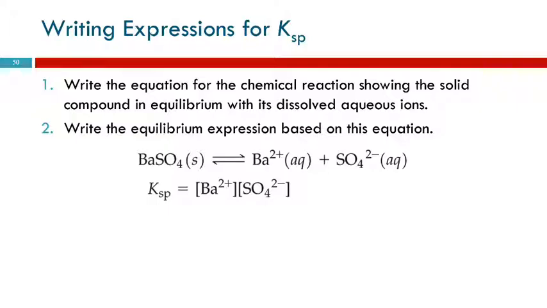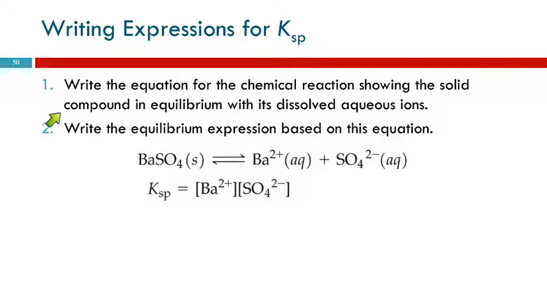In the previous examples, we had chemical reactions and the equation was given to you because really there's no other way for you to know what it is. Here the equation will often not be given. Here we're looking at an equilibrium expression for barium sulfate dissolving. So the first thing you have to do is write the equation.